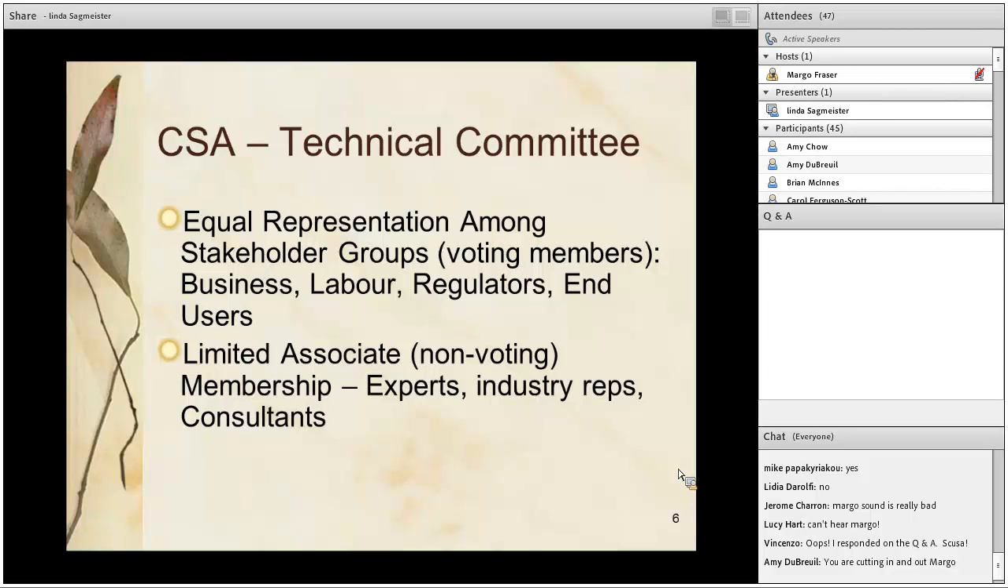Non-voting members on a technical committee come from all over the place. Their input is really important. It's very much appreciated and needed, but they may not have a vote. So in this case, we've got experts and industry reps and so on, and consultants.